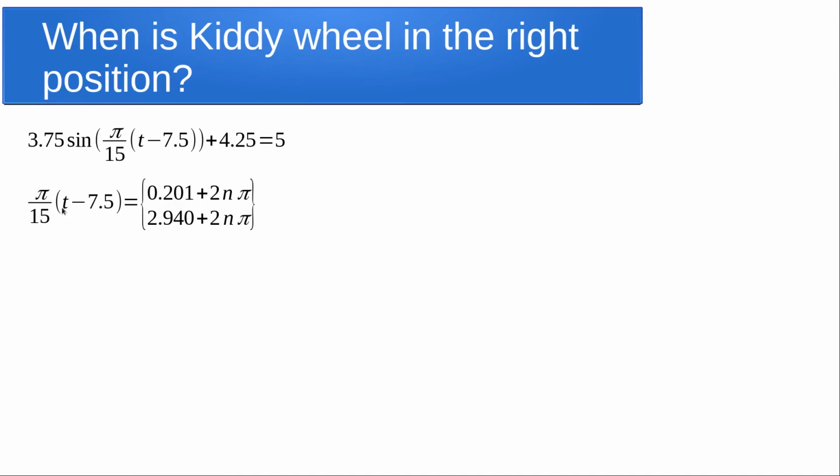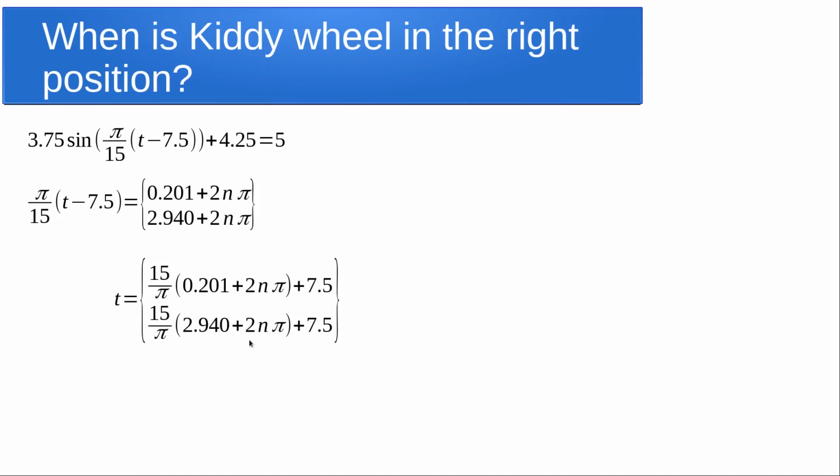So if each of these we multiply by 15, divide by pi, and then add 7.5, we get this here, which simplifies down to this. You can actually get to exactly the same position by ignoring the 2n pi and just multiplying these values by 15, dividing by pi and adding 7.5, and then just adding on the 30n, because we already know that the function repeats itself every 30 seconds. Now, what values do we want? Well, we know that it starts off at 0.5.